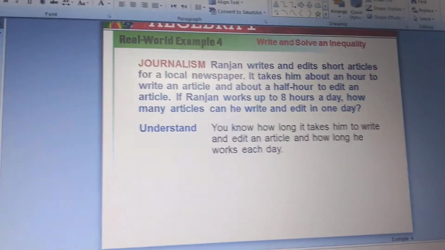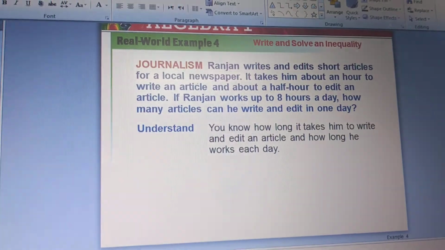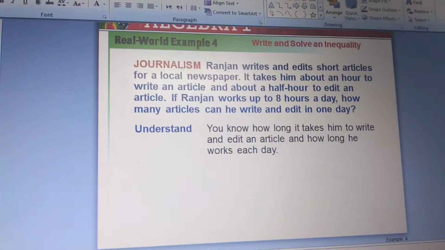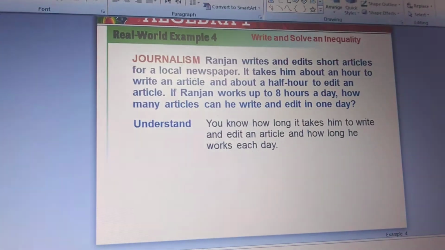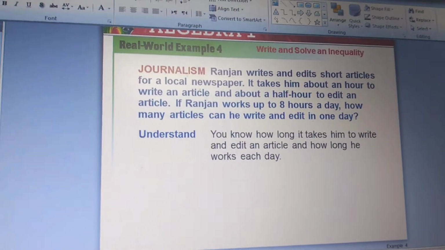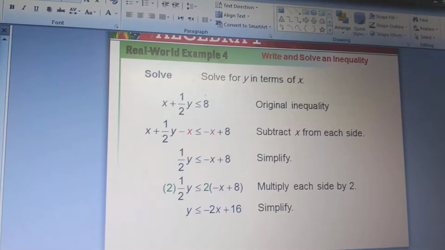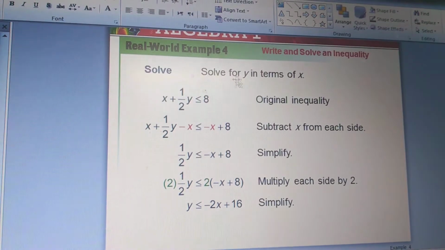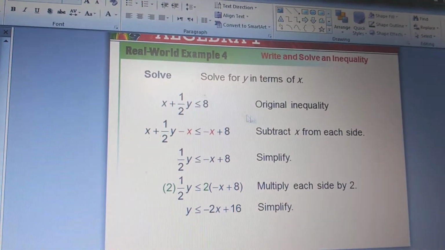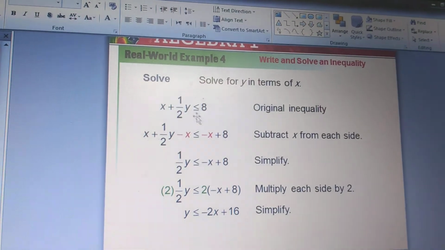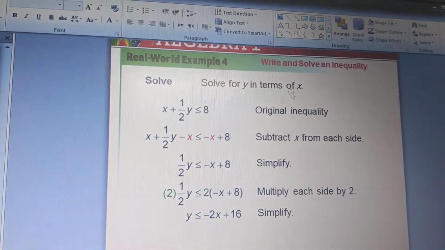First, I must understand the problem. He told you how long it takes him to write and edit an article and how long he works each day. This means here you have two variables, x and y. You see? Solve for y in terms of x. x plus half y less or equal 8. This is the original inequality.